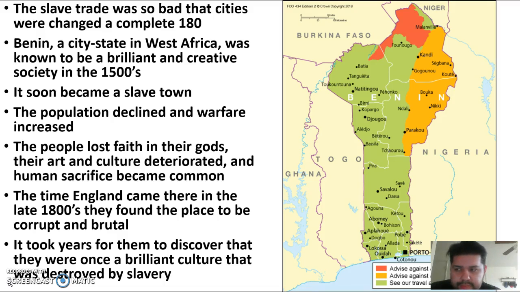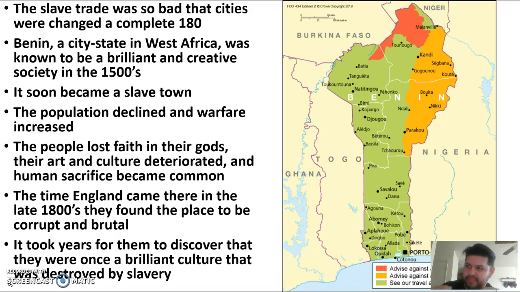There are some things in humans that we hold on to that capture our humanity. One is religion. Another is art and culture, and that's what went away. People lost their faith. The whole purpose of creating art went out the window. It was like, why do that? Their culture disintegrated, and human sacrifice became common.